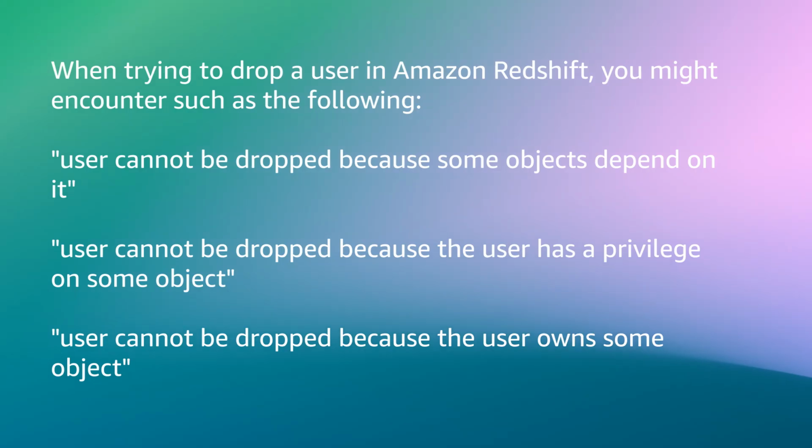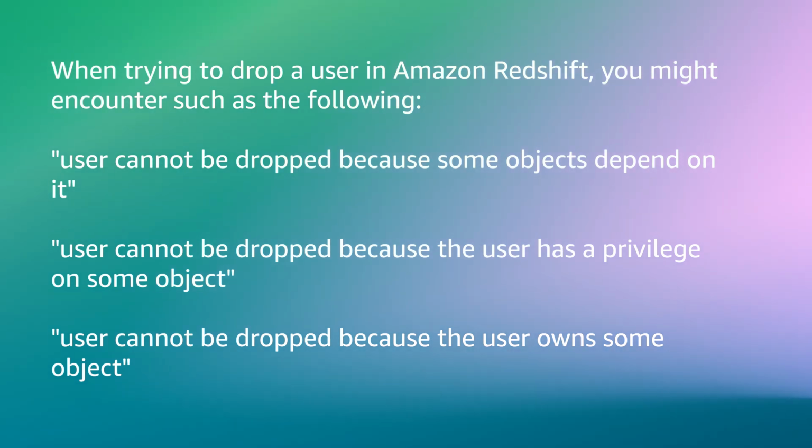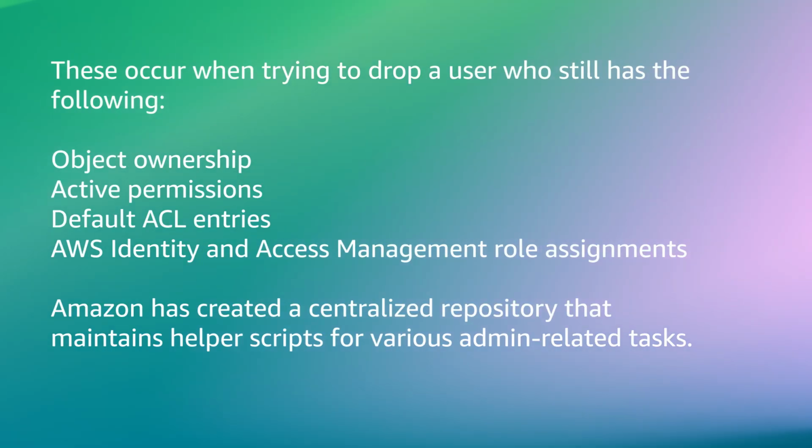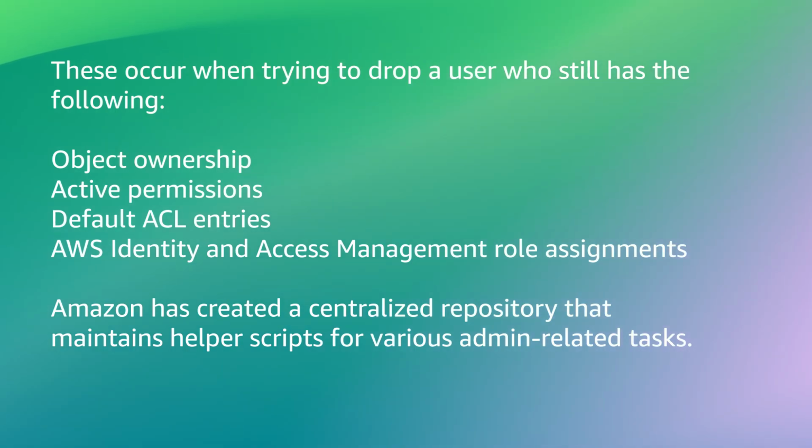User cannot be dropped because some objects depend on it. User cannot be dropped because the user has a privilege on some object. User cannot be dropped because the user owns some object. These occur when trying to drop a user who still has the following: object ownership, active permissions, default ACL entries, AWS Identity and Access Management role assignments.